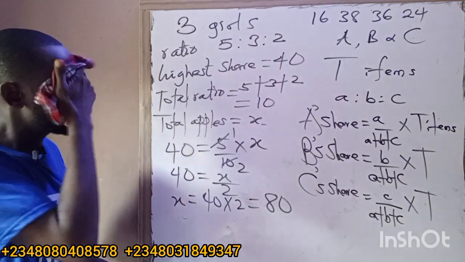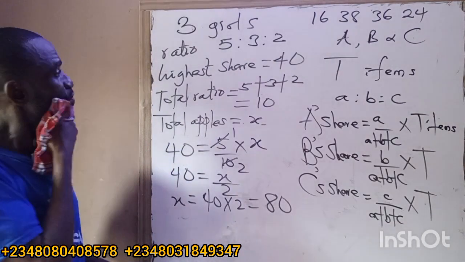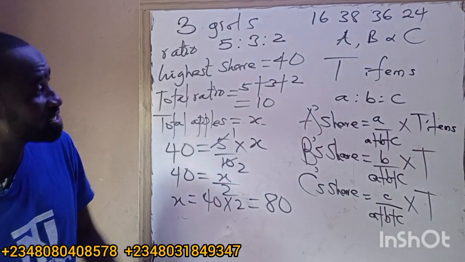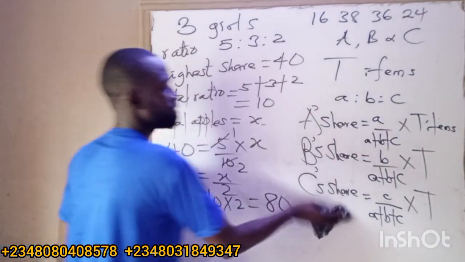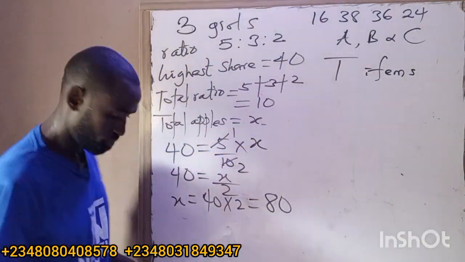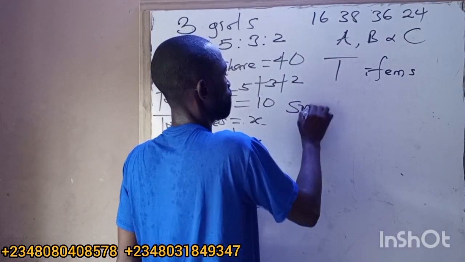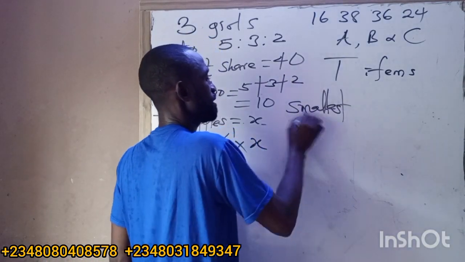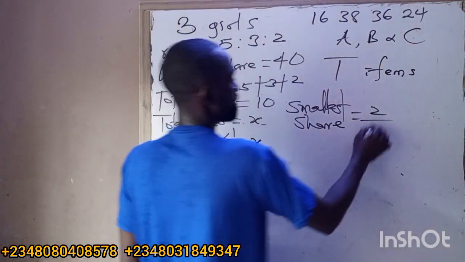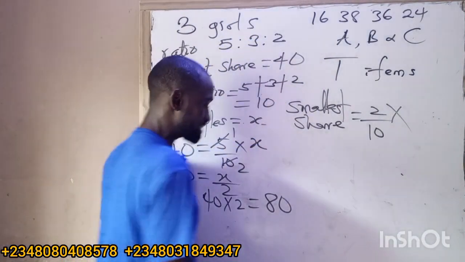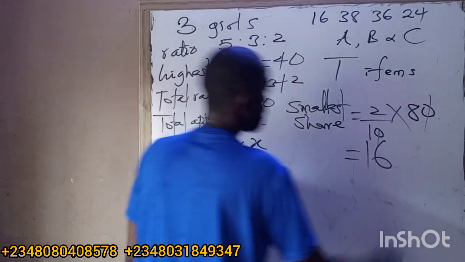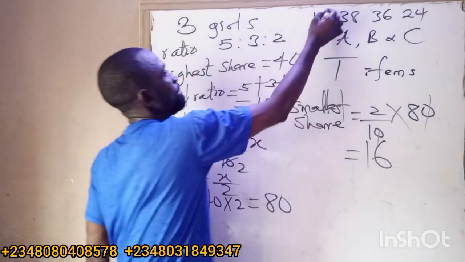If 80 apples are being shared in the ratio 5 to 3 to 2, we have to find the smallest share. What's the smallest share? That is 2. So the smallest share will be the smallest ratio, which is 2, all over the total ratio, which is 10, times the total item, which is 80. This will cancel out this. So how about now? 16. So the smallest share is 16.